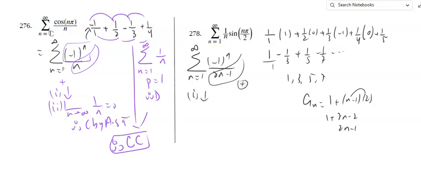It is decreasing and only appears in the denominator, and the limit as n approaches infinity of 1 over 2n minus 1 equals 0. Therefore, it converges by the alternating series test.